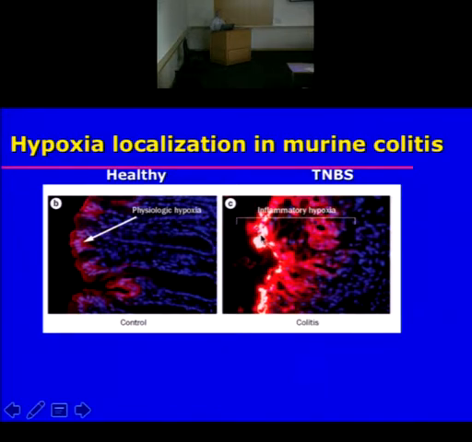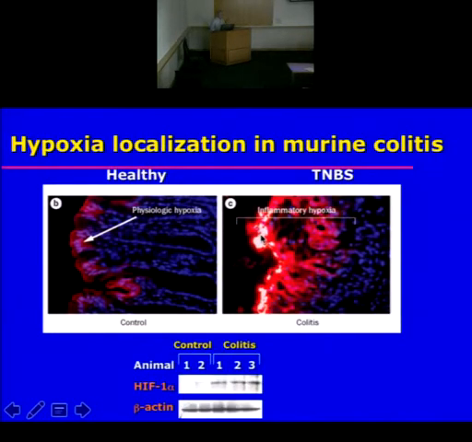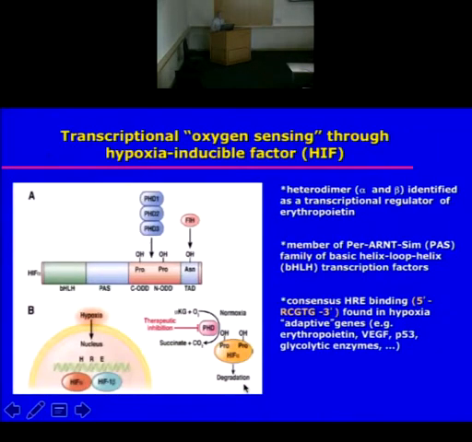At about the time some of these observations were made, we became interested in understanding what the signaling pathways are, and one of those signaling pathways elicited was HIF1 alpha, hypoxia-inducible factor. You can see here just by Western blot that colitis is associated with a strong induction or stabilization of this protein HIF1. So HIF1 is a particularly interesting molecule.